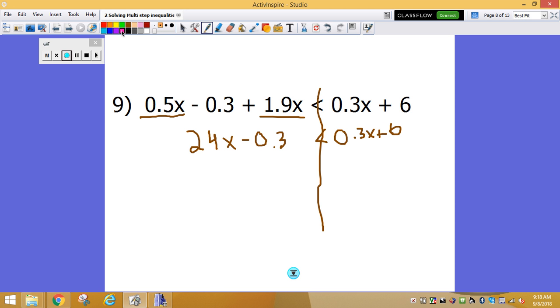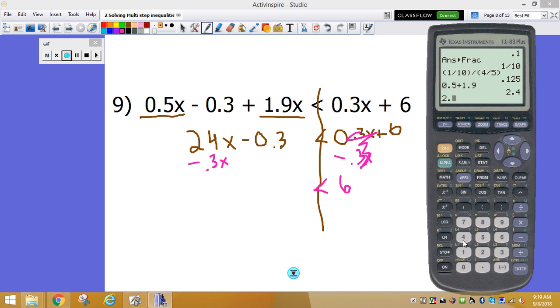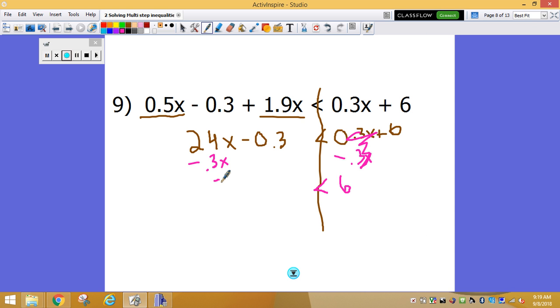Okay, now I got variables on both sides, so remember you want to move your x to the left. The opposite of a positive is a minus, so I'm going to minus 0.3x and a minus 0.3x. So 0.3's go away, bring my 6 down. 2.4 minus 0.3 is 2.1.